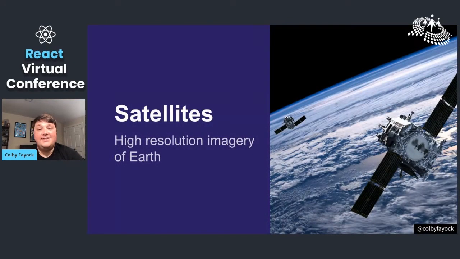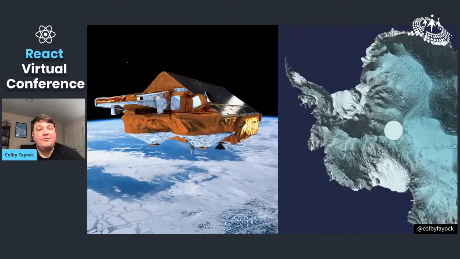But then we have satellites. There are a bunch of different types. Some collect imagery, some collect more in a data format, but they help produce the assets we use to create our maps. A good example of this is Cryosat from ESA.